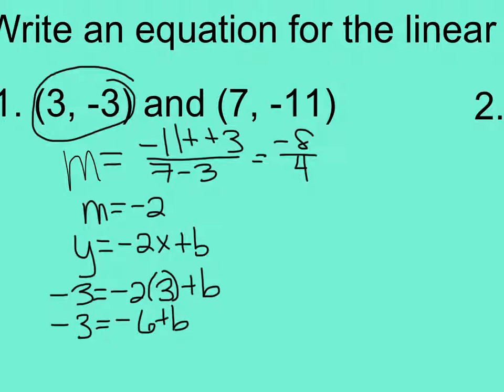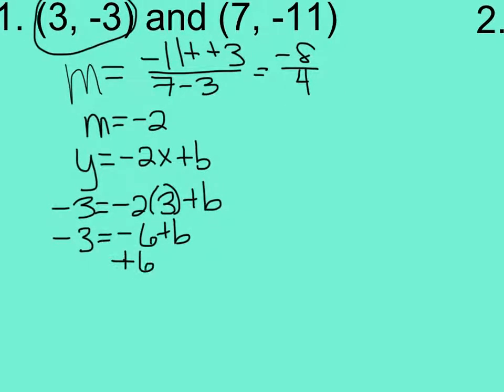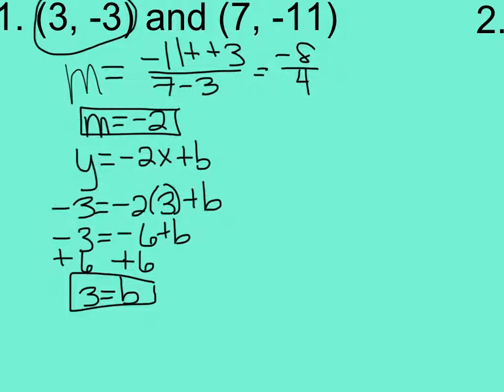We need to get b by itself. So we add 6 to both sides. So 3 equals b. Now that we have b and m, we can finish writing our equation. Y equals negative 2x plus 3 is the answer for number 1. Again, if you had used the second point, you would have gotten the same answer at the end.